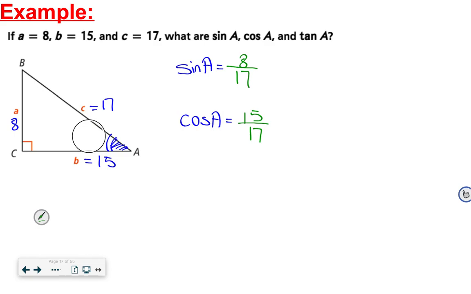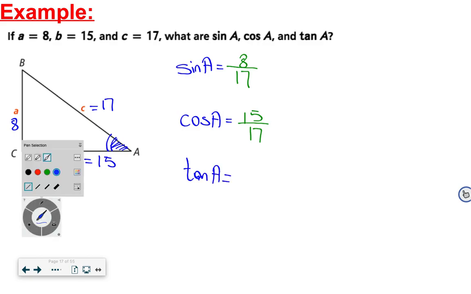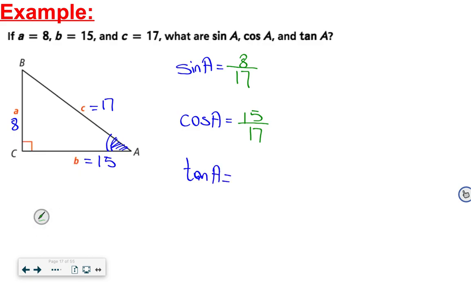And the last one is tangent. Tangent A is, what was the tangent? Opposite over adjacent. Opposite side is 8 over adjacent is 15. 8 over 15 is your answer. And these are the trigonometric ratios of sine A, cosine A, and tangent A.